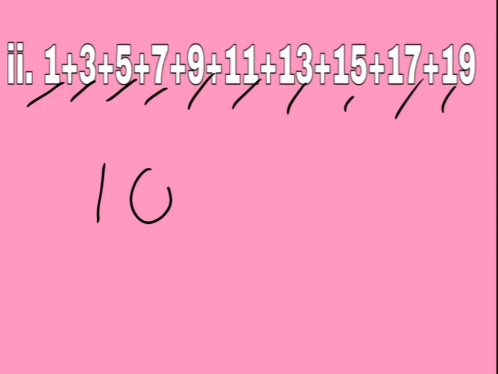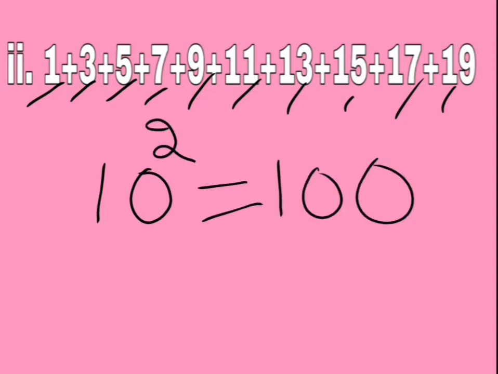Next, here without adding you should find out the sum. Just count how many odd numbers they are adding. 1 2 3 4 5 6 7 8 9 10. They are adding 10 odd numbers. So just do 10 square. 10 square is equal to 100. Right. 100 is the sum. See how easy it is. If we go on adding, it will take more time than this, isn't it? Just if you remember this rule, it will be easy.